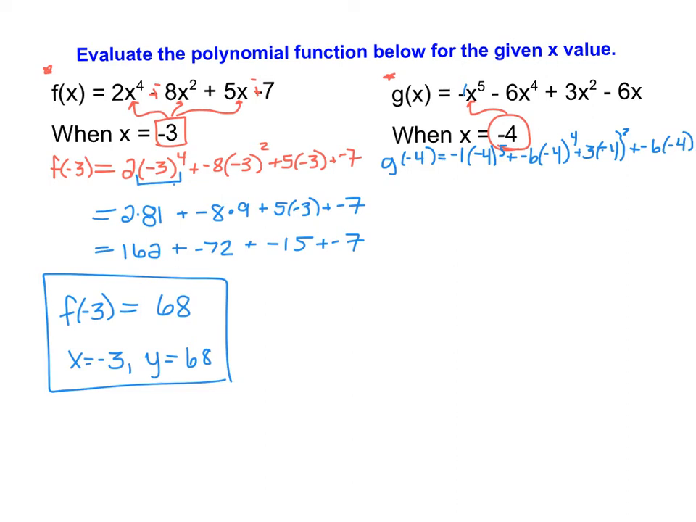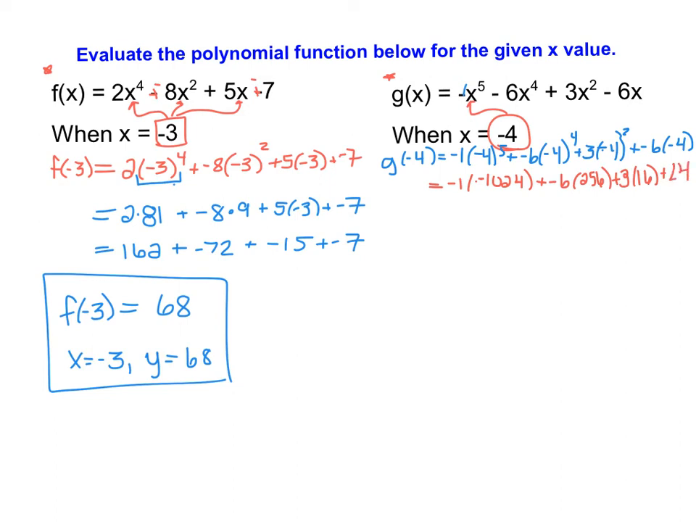Then if I go through with my order of operations, I'm going to start by utilizing the exponents. So I take -4 to the power of 5, and that results in -1 times -1024, plus -6 times 256, plus 3 times 16, plus -6 times -4 becomes 24.